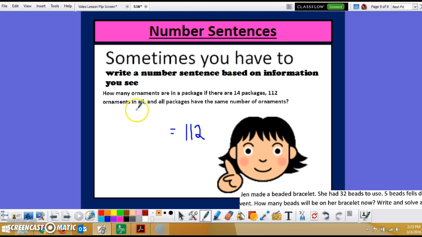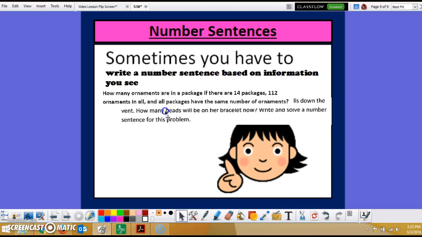I know that in all means a total, so I'm either going to add or multiply. And I know that we have 14 packages, but because they are ornaments in packages, we're multiplying. You can't just add without that type of information, but you have a blank slate here. Something times 14 is going to get you 112. And as we move on through this unit of algebra, I'm going to show you how to solve for this blank space. But for now, just recognize that you'll see a word problem and have to create a number sentence like you see here. Let's take a look at one more before we move on to the next lesson.